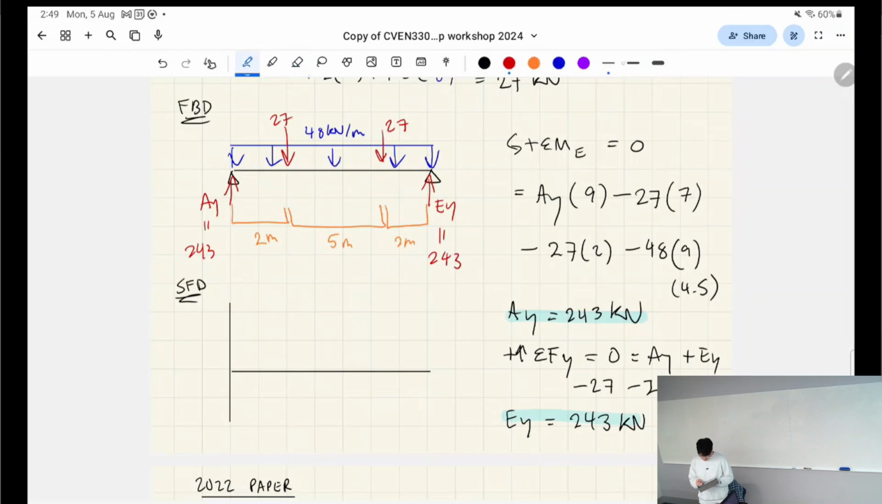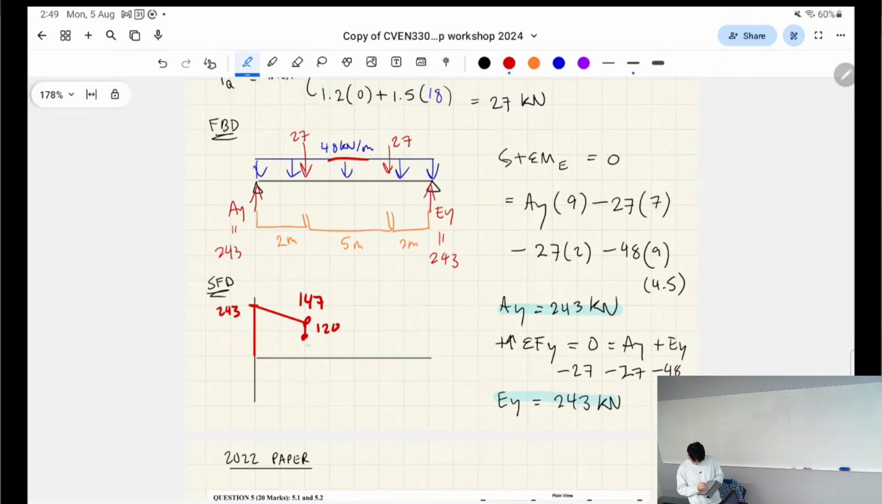So let's draw the shear force diagram. This goes up by 243, and it's going to taper down by 48 kilonewtons per meter. If that's over 2 meters, that gives us 147. And then it's going to drop by this point load, so 147 minus 27 gives us 120. And then it's going to keep tapering down. We know it's going to be symmetrical, so I can actually just speed it up.